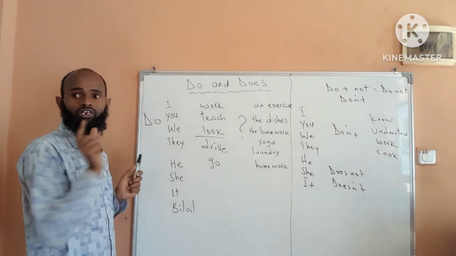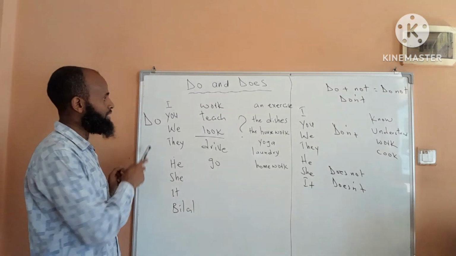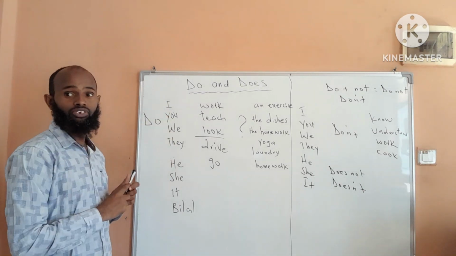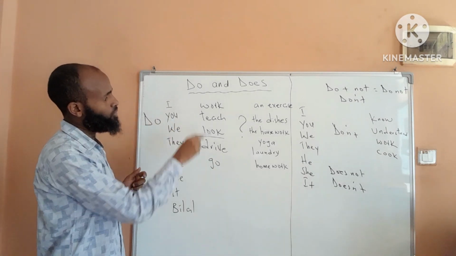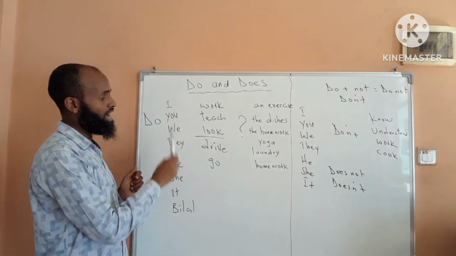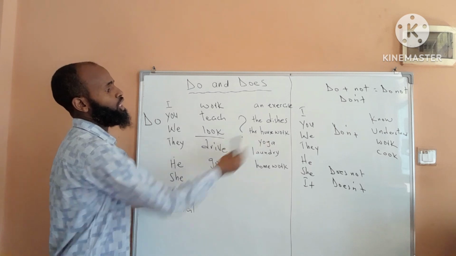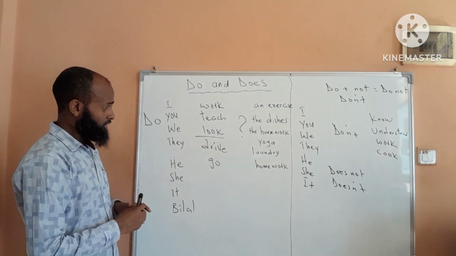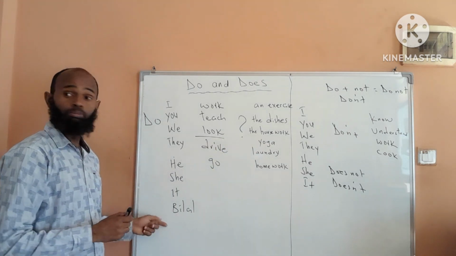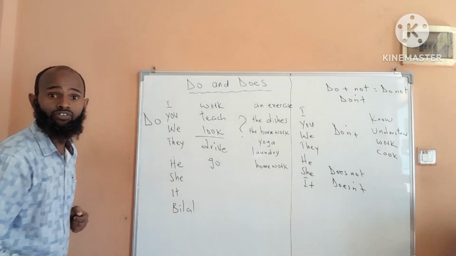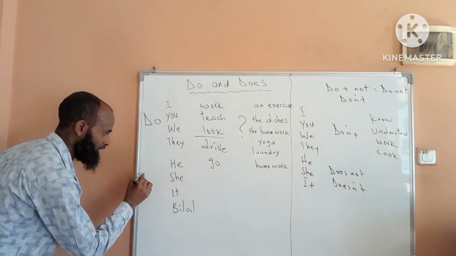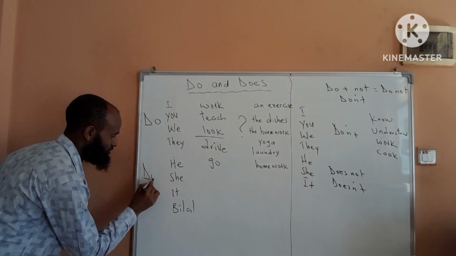In this case also, this "do" is used as a helping verb. Next, the subject. Do I work? Do I teach? Do I go? Then you need a complement. The next one is he, she, it. What's the helping verb or the auxiliary verb that we use here? Does. Very good.